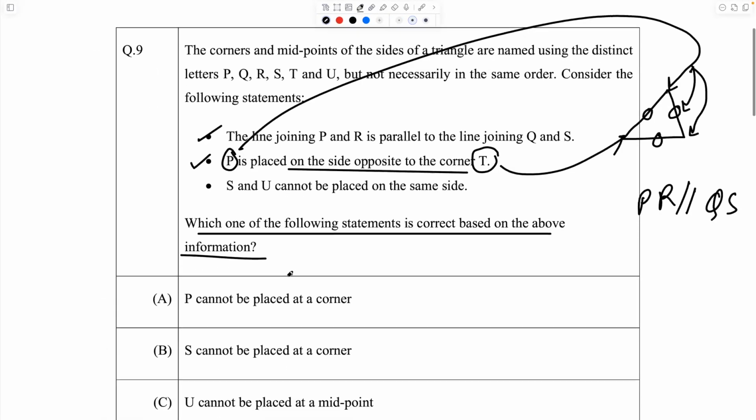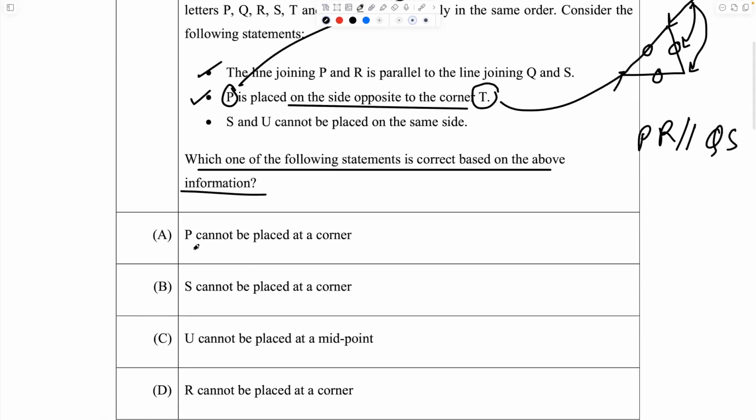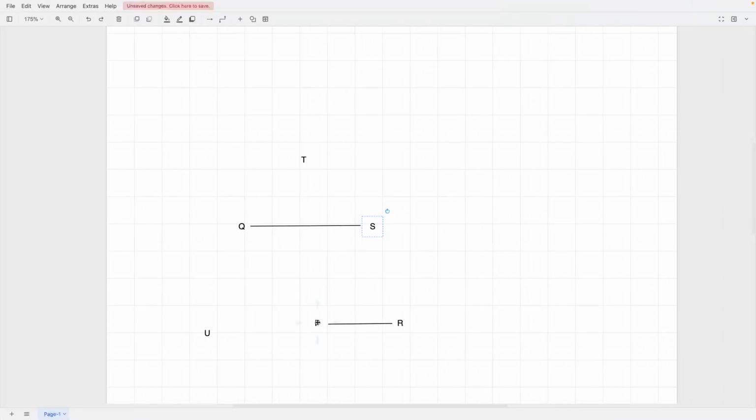With that being presented, now let's check the options. P cannot be placed at a corner. Okay, so P cannot be placed at a corner is the claim that they are making. But we can very easily imagine P being placed over here, right? All the constraints are being met.